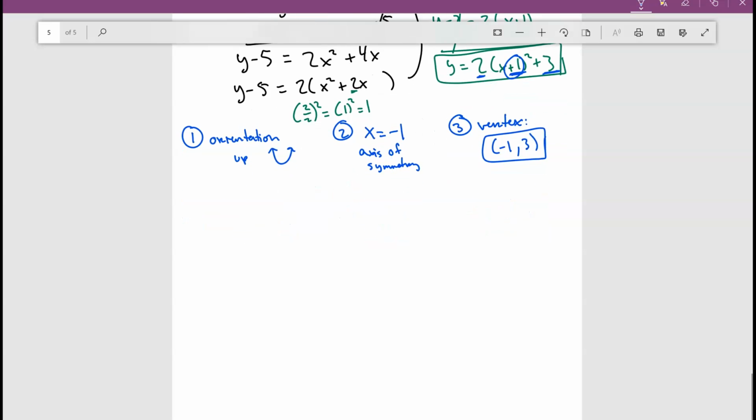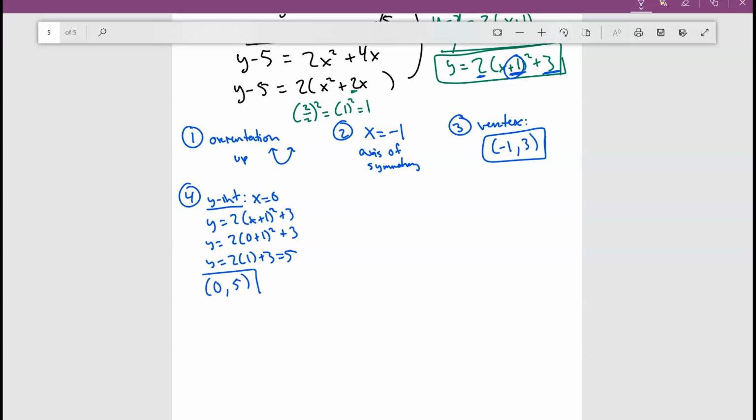Alright, after the vertex, the next thing that I want to find is my y-intercept. The way that I find my y-intercept is to set x equal to 0. So I have y equals 2 times (x plus 1) squared plus 3. Set x equal to 0: 0 plus 1 squared plus 3. Y is going to be 2 times 1 plus 3, which gives me 5. So my y-intercept is going to be when x is 0, and then 5. That's my y-intercept.